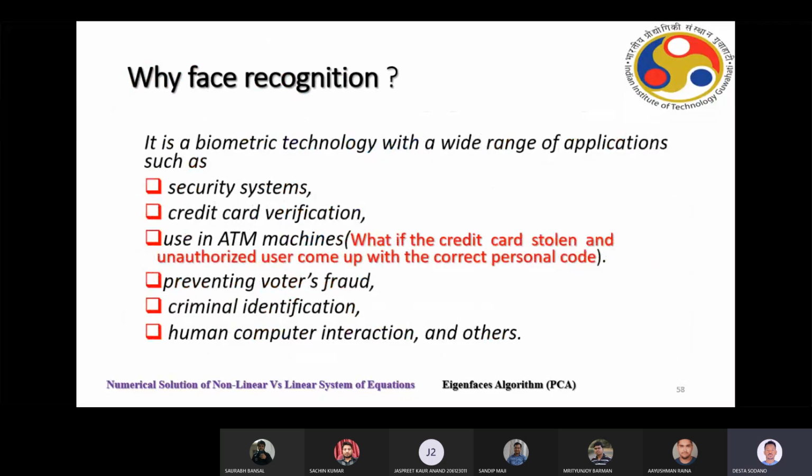Why do we use face recognition? It is a biometric technology, as stated above, like fingerprint and geometry. It is a biometric technology with a wide range of applications such as security systems, credit card verification using ATM machines, preventing voter fraud, criminal identification, human computer interaction, and others.